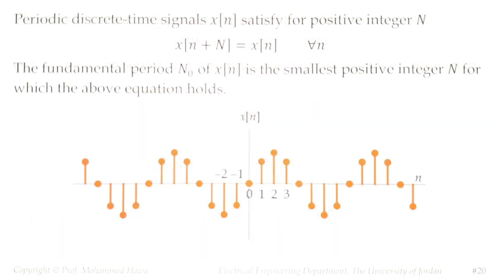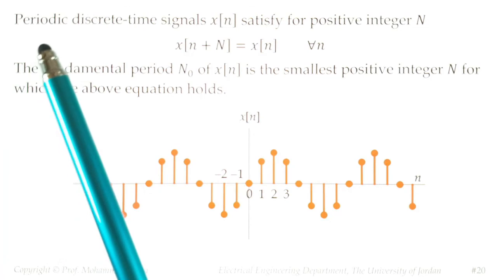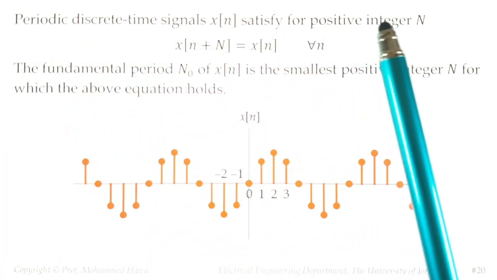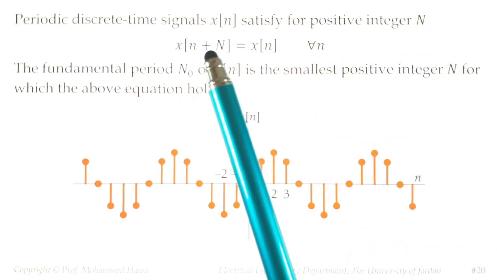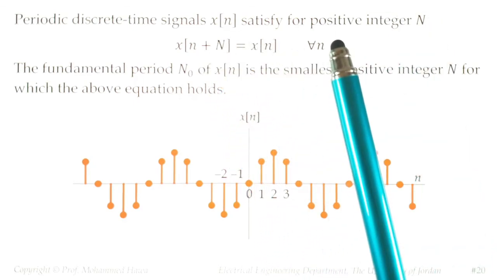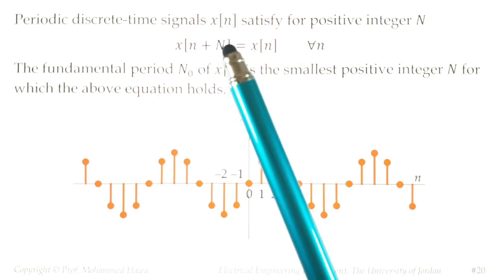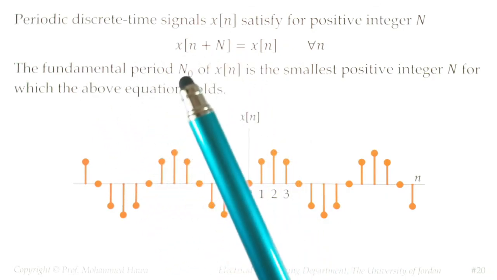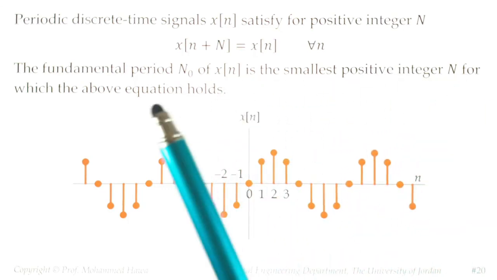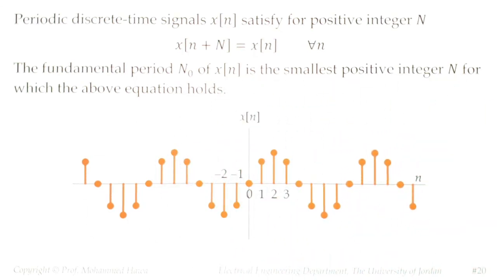How about discrete time signals? Periodic discrete time signals x of n satisfy, for a certain positive integer N, x of n plus N equals x of n for all n, and that integer N replaces the period. The fundamental period N0 of x of n is the smallest positive integer N for which the above equation holds. So for this example, the signal repeats itself after a certain number of samples.